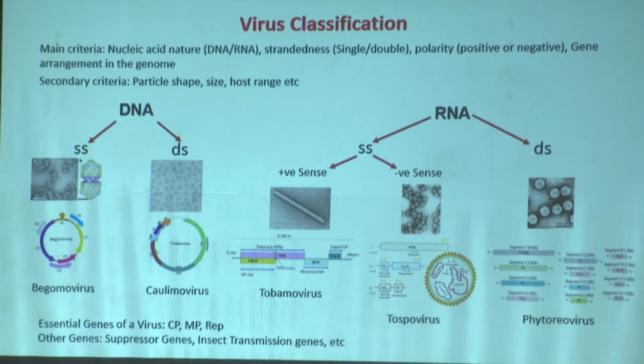The essential genes for a virus are there, and besides that they also have a suppressor gene. The suppressor helps the virus overcome the fight from the host silencing machinery, which is actually trying to inhibit the virus infection. So the virus also has a weapon called a suppressor. Those suppressor proteins try to suppress the silencing effect. They may also have genes for insect transmission. There are many others.